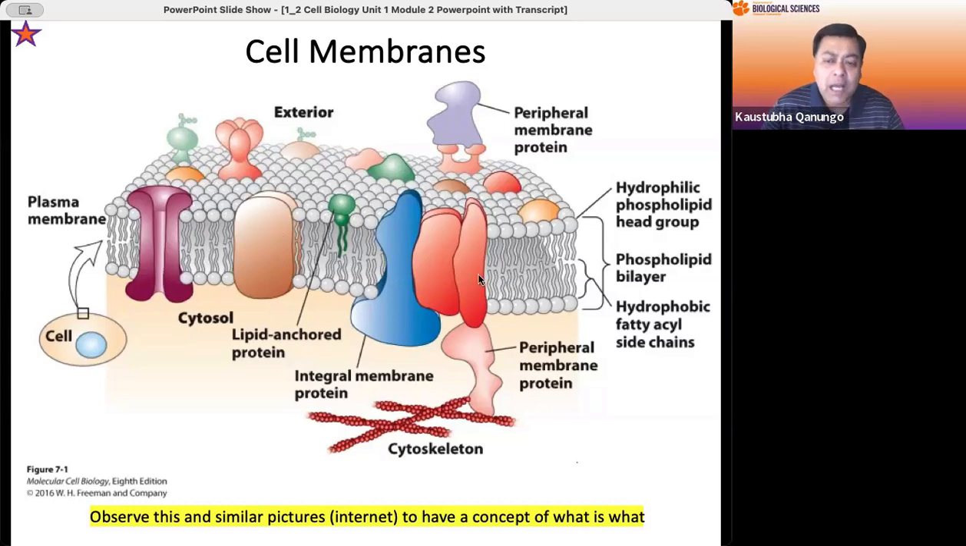Now, there is another type of protein, which will be the peripheral proteins. The peripheral proteins, and this is the important part. You see that there are two peripheral proteins which are shown here.